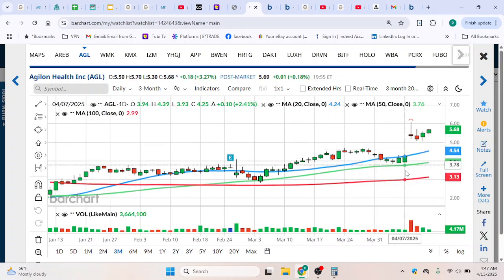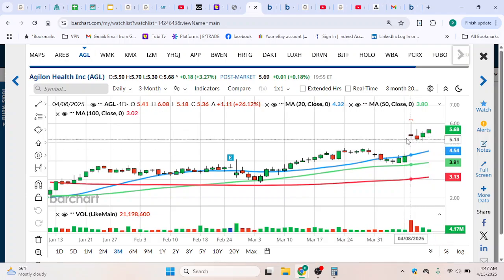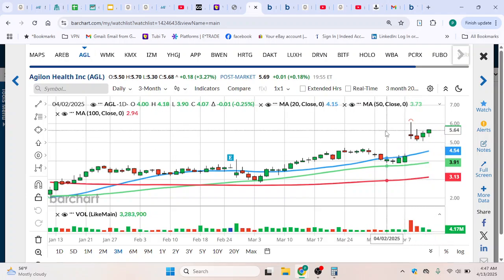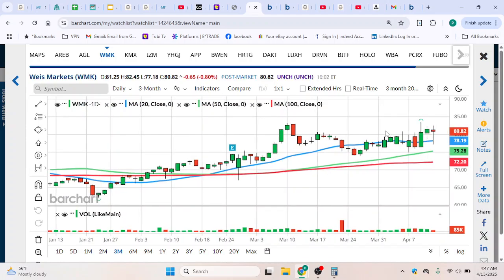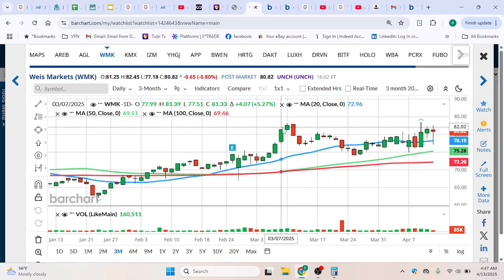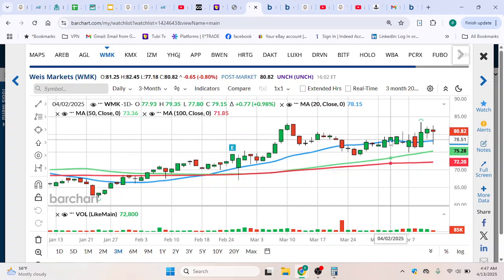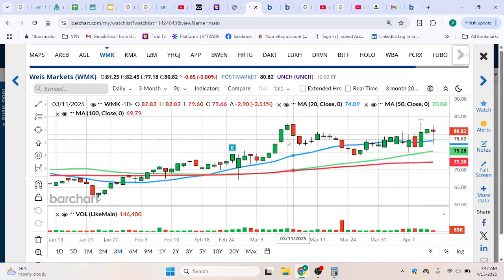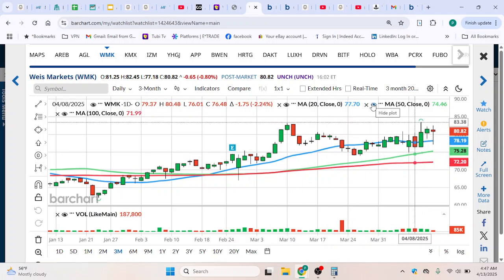AGL, this is the one I really like. Kind of popped up, did that. So I like that. And that's a small cap company. Weis Markets is a small market company, right? Earnings kind of gapped down, reversed, went sideways, made a new high here, and then recently made a new high on Wednesday. So I like how that looks going forward.